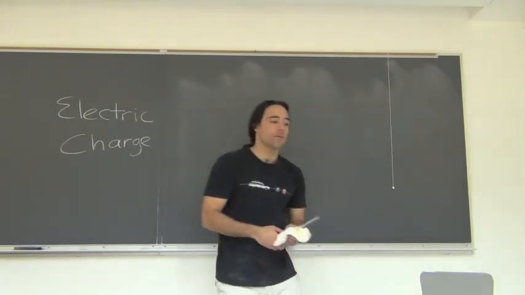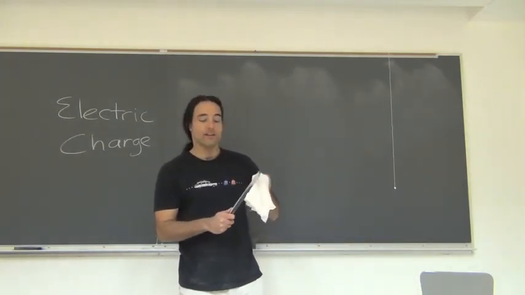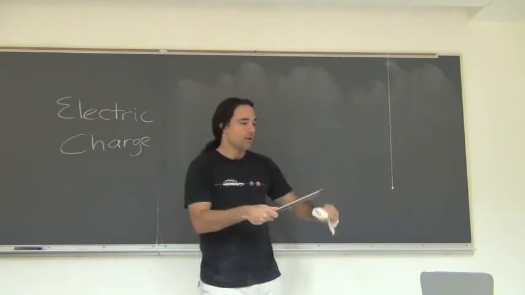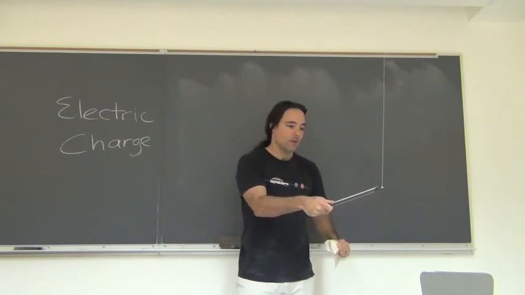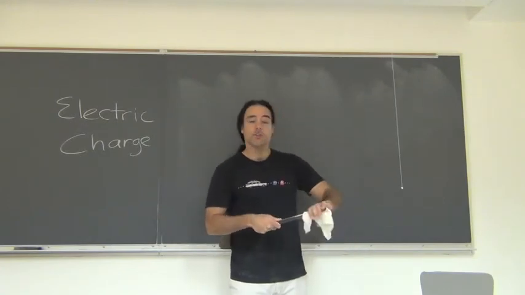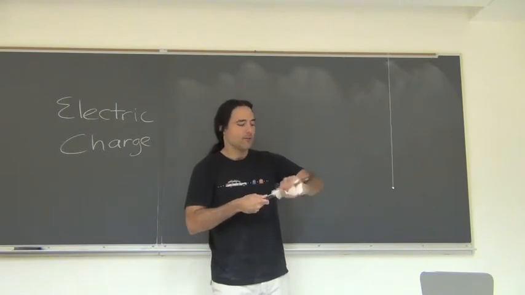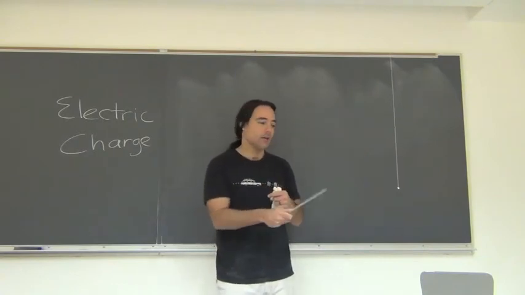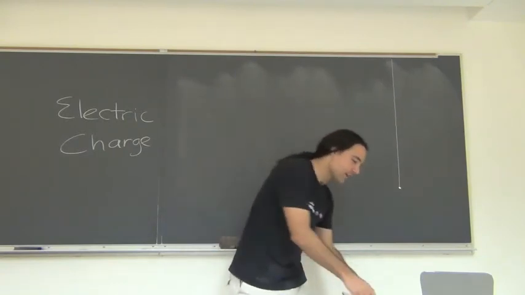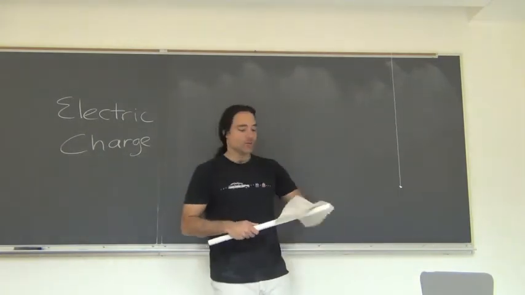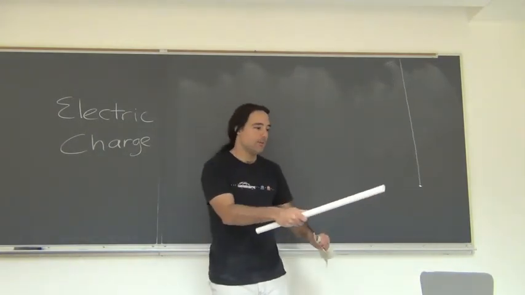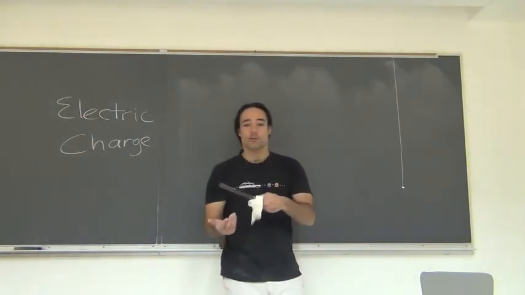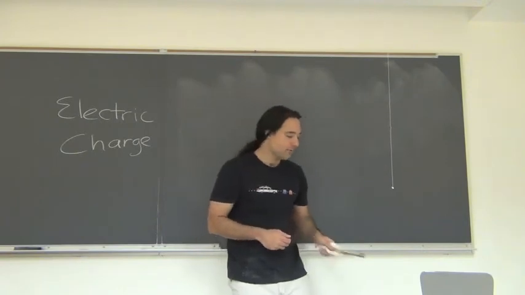I can do a similar experiment with a glass rod and some silk here. I'm just going to rub that silk on the glass rod. And you can see in this case, it's a little bit weaker, but the tinfoil that used to be repelled is now attracted to the glass rod. Well, that tells me I have to have a different type of charge on the glass rod than I did on my PVC pipe. The PVC pipe repels the tinfoil, and the glass rod attracts it. Those are fundamentally different effects.